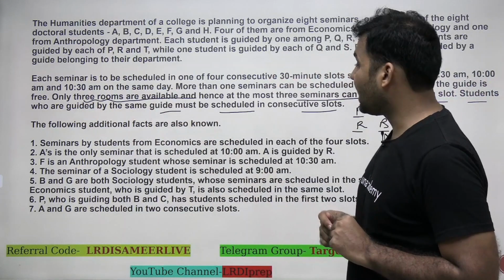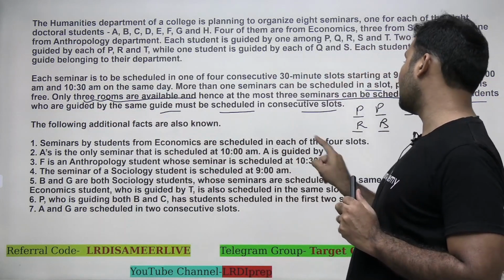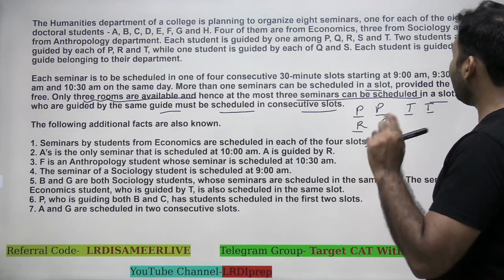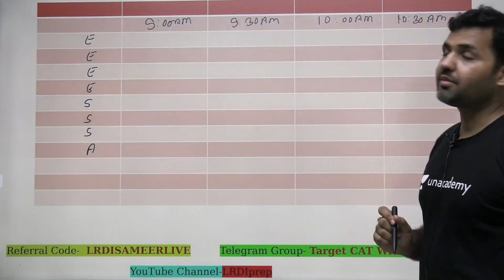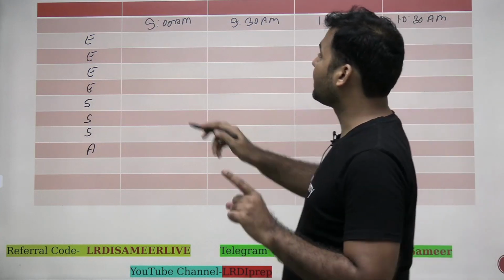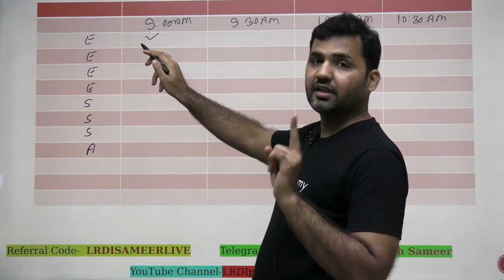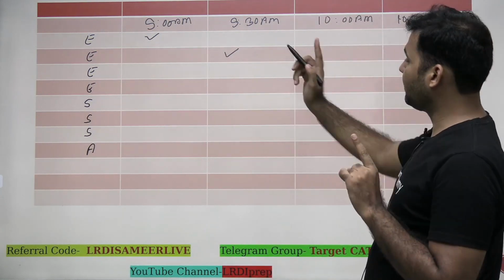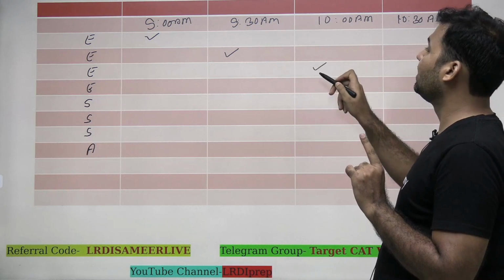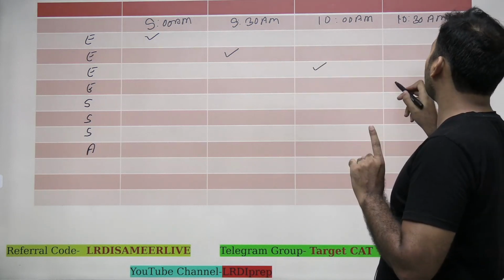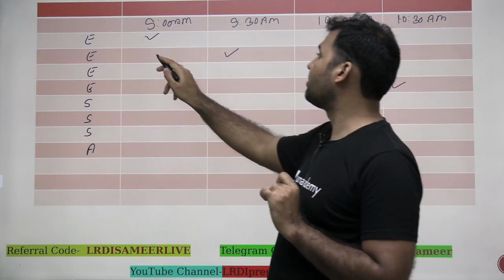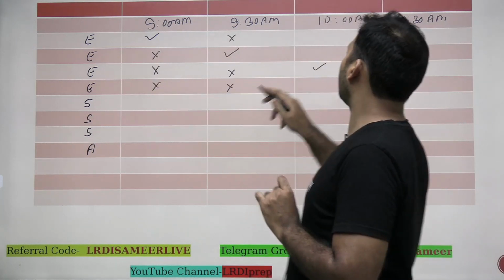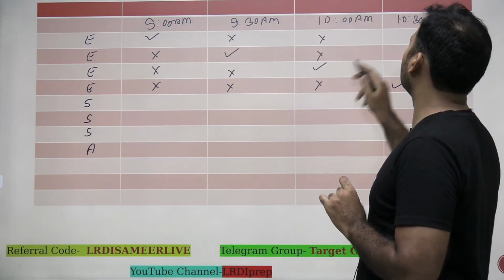First information says seminars by students from economics are scheduled in each of the 4 slots. Now, if I have to use this information in the table, in each slot one economics seminar is being conducted. So can I say at 9 a.m. there has to be one economics seminar, 9:30 also. Economics is also happening at 10. An economics seminar is also happening at 10:30. So that's the basic information that you need to use, right? So use it.